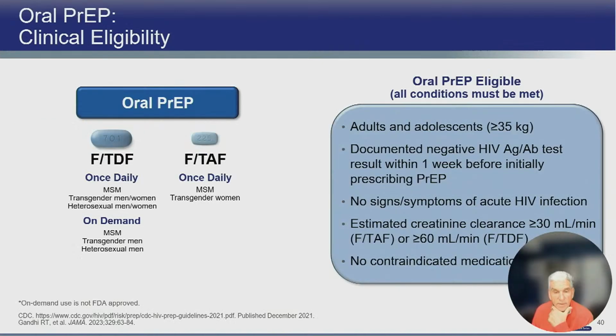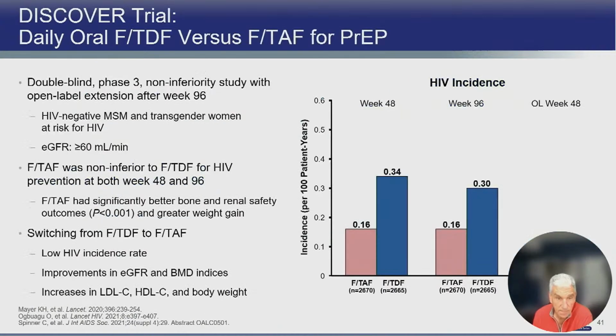Let's go over oral PrEP daily and on demand. For oral PrEP, we know that there's TDF FTC, and we talked about that, on demand, FTC TAF. The eligibility requirements are that a person has to have a negative test within a week before prescribing, no signs or symptoms of acute HIV infection, and the GFR is greater than 60 for FTC-TDF or 30 for FTC-TAF, and no contraindicated medications.